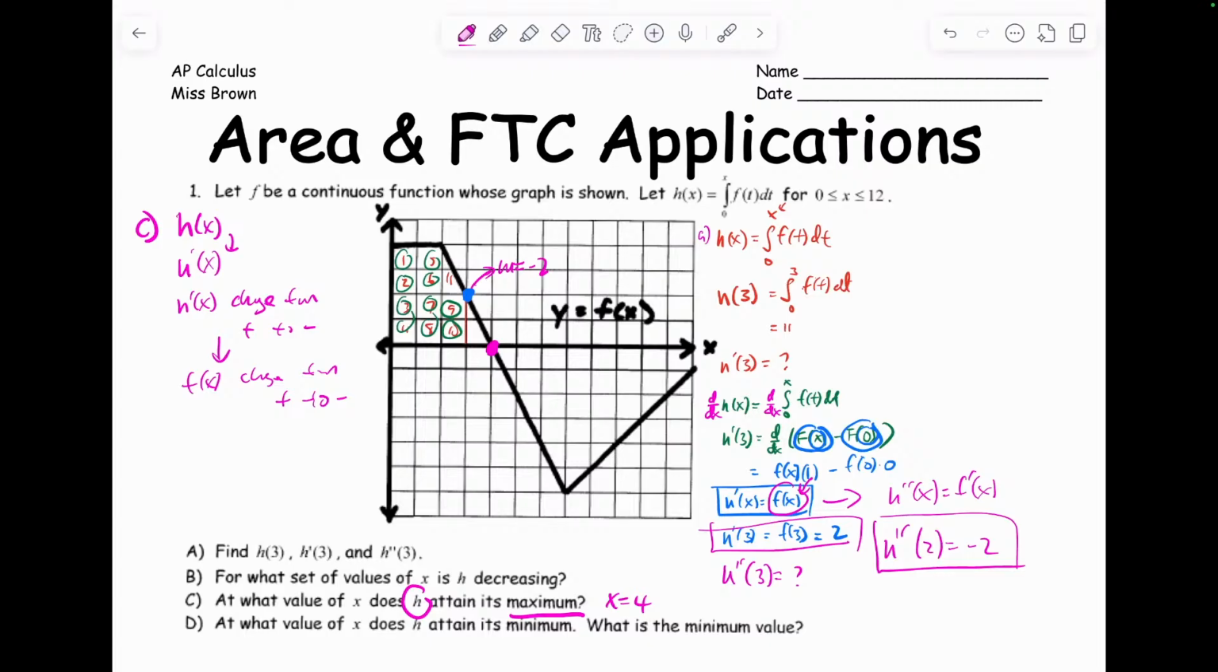Wait, did I not answer B? Oh, okay, let me answer B then. So B is 4 to 12. Yeah, because you're looking at h prime of x being less than 0, which is f of x less than 0. That means f of x is below the x-axis. So therefore, it's 4 to 12. Is that hard? Yes.